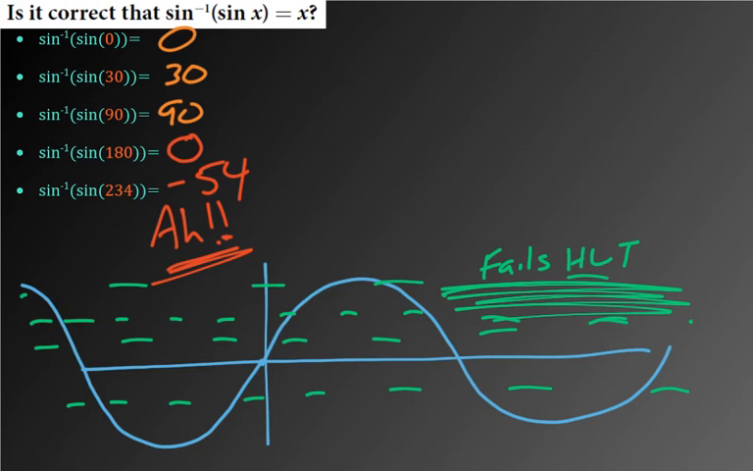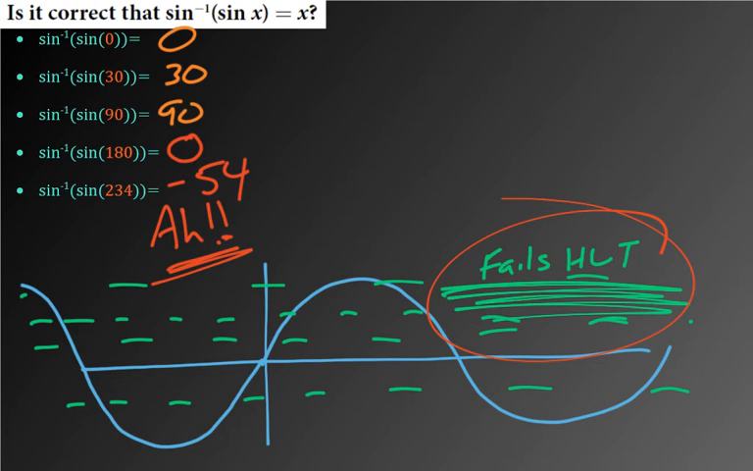Okay, something weird. Sine fails the horizontal line test, so the inverse sine function should not be well-defined. That's what that test is testing for. So the question becomes, what is the graph of inverse sine and what's going on here?